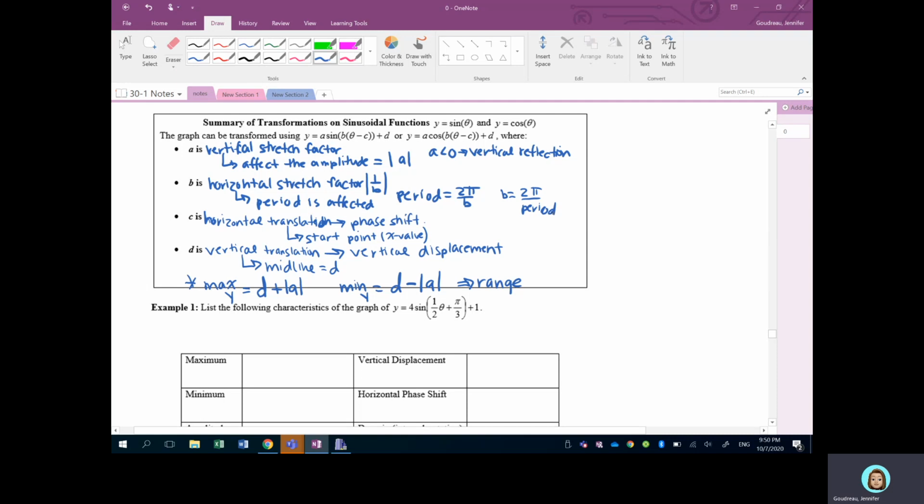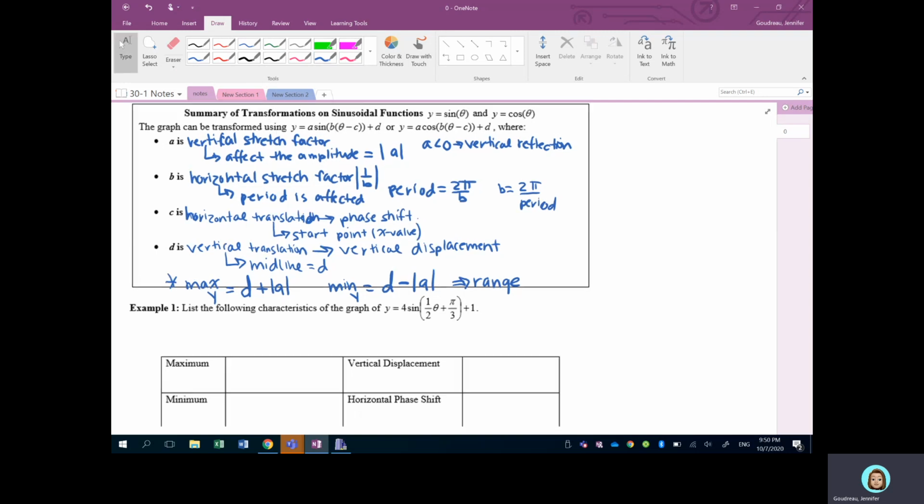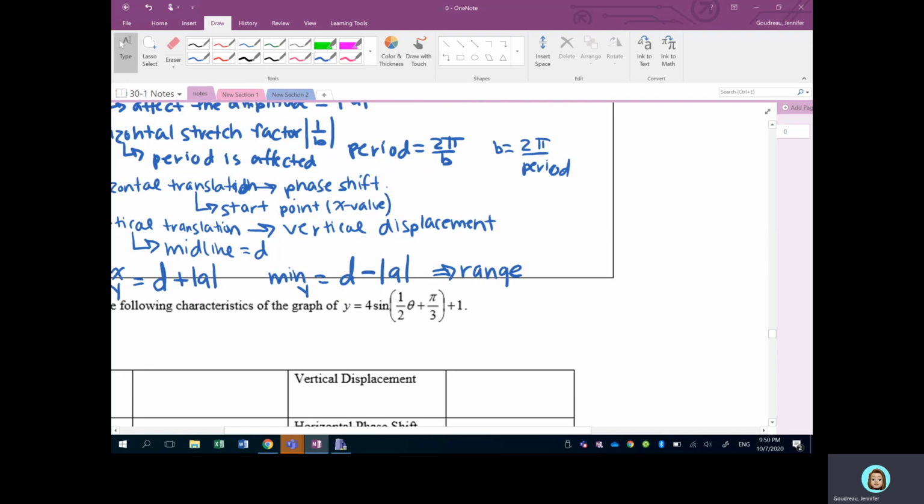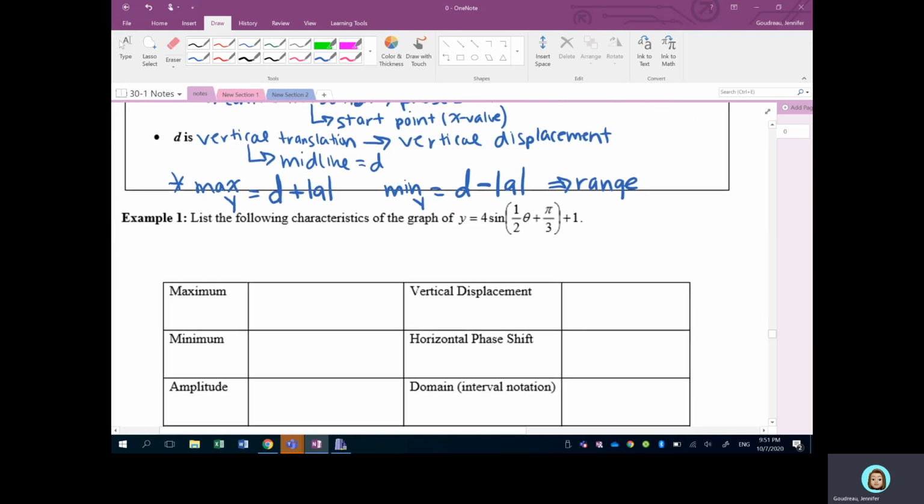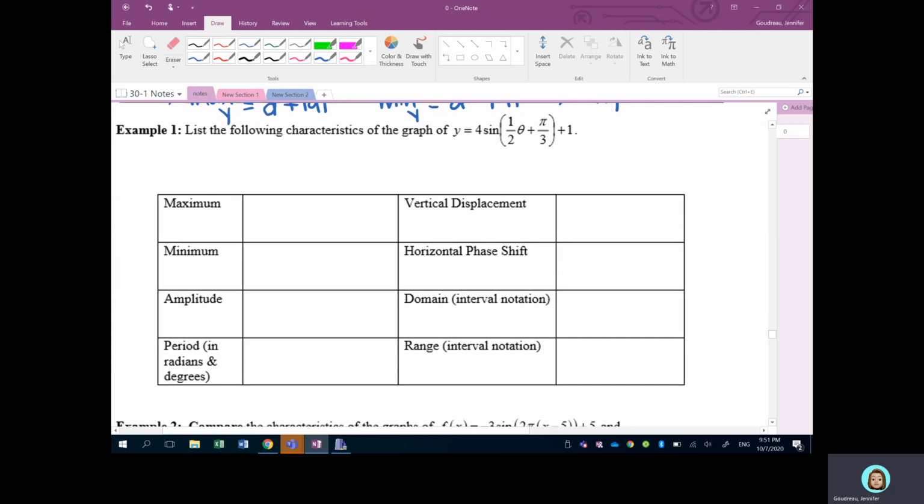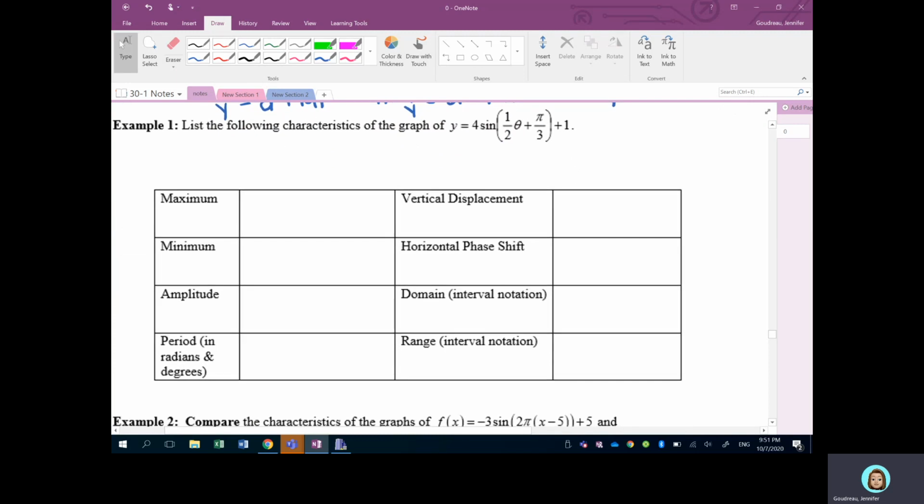So putting together what we know about chapter 1, what we've learned about what these two functions look like, let's go ahead and do some examples of analyzing these graphs. So here's the first one. We are given the function y equals 4 sine (1/2 theta plus pi over 3) plus 1. So let's identify our parameters here.